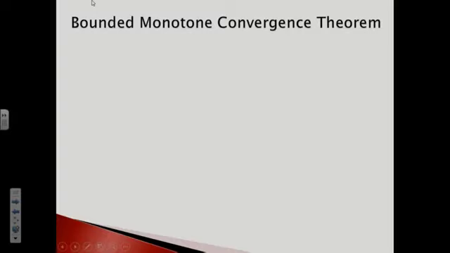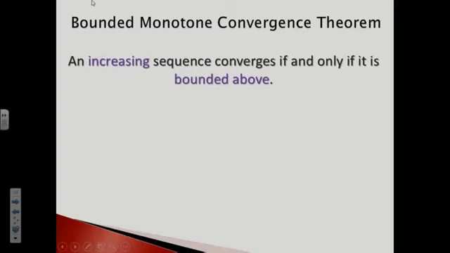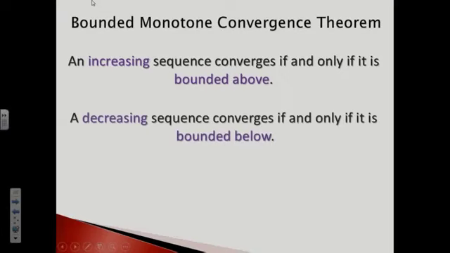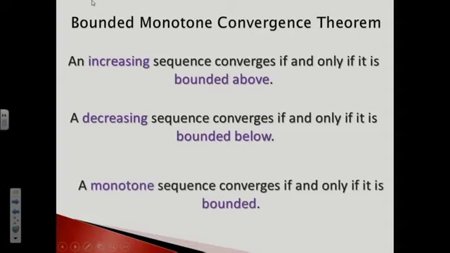In general, it is difficult to tell whether a given sequence converges or diverges, but it is easier to make this determination if we know the sequence is monotonic. The bounded monotone convergence theorem tells us the result. An increasing sequence converges if and only if it is bounded above. A decreasing sequence converges if and only if it is bounded below. A monotone sequence converges if and only if it is bounded.